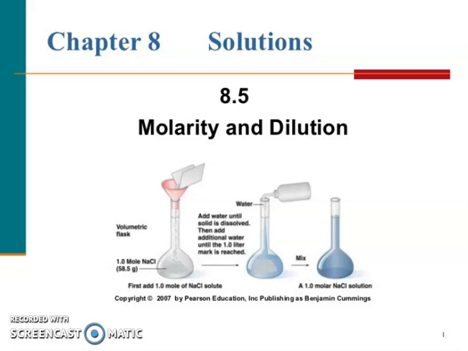So you can see a volumetric flask, 1 mole of sodium chloride, 58.5 grams. You add water until the solid is dissolved, then add additional water until the 1 liter mark is reached, and then mix thoroughly. This is the 1 molar sodium chloride solution. Then you label it 1.0 molar sodium chloride solution.